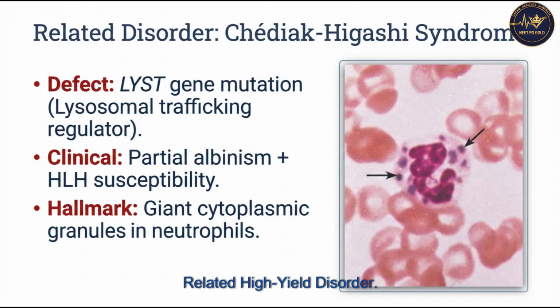Related high-yield disorder. A quick side note for the exam. Chediak-Higashi syndrome. This involves a mutation in the LYST gene, lysosomal trafficking regulator. Clinically, look for partial albinism plus susceptibility to HLH. The hallmark on the peripheral smear is giant cytoplasmic granules in neutrophils.